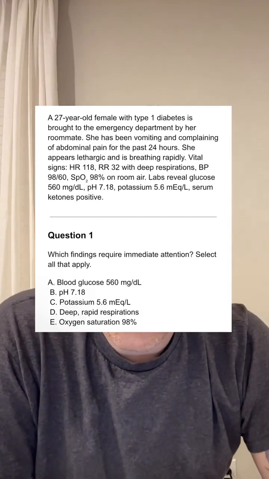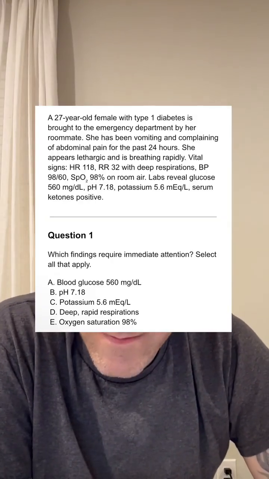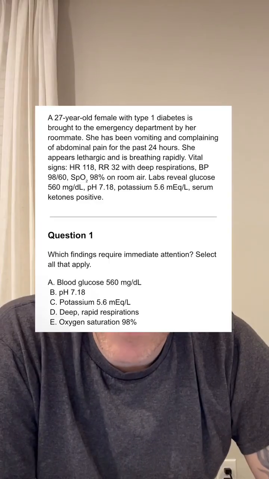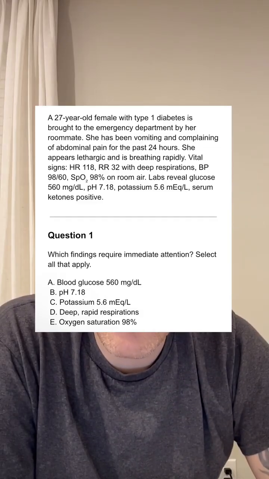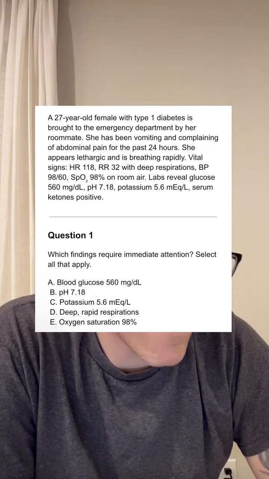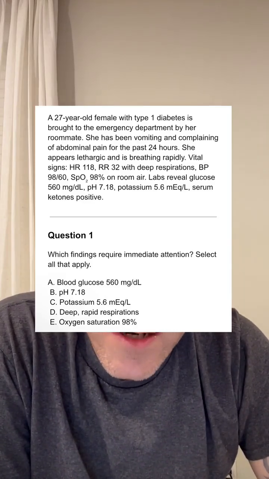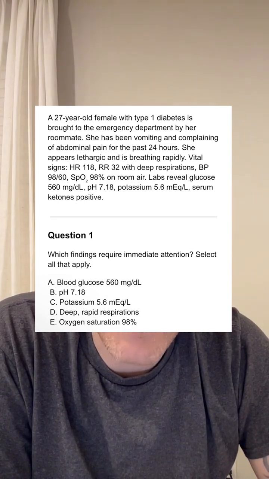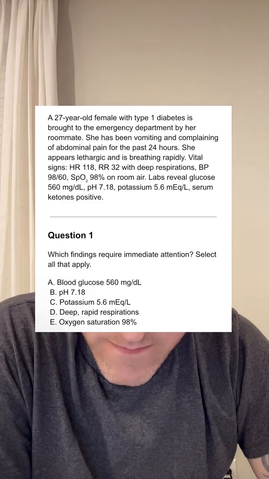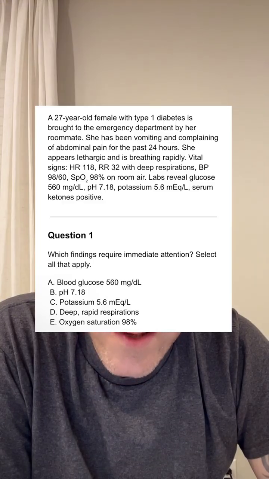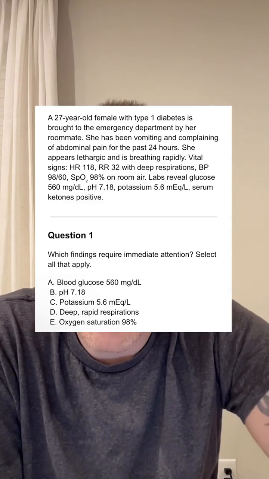So question 1 here. Which findings require immediate attention? Select all that apply. We are applying the thinking and logic that goes into case studies on the NCLEX. That is what we are doing here, understanding what each of the 6 questions is actually looking for.